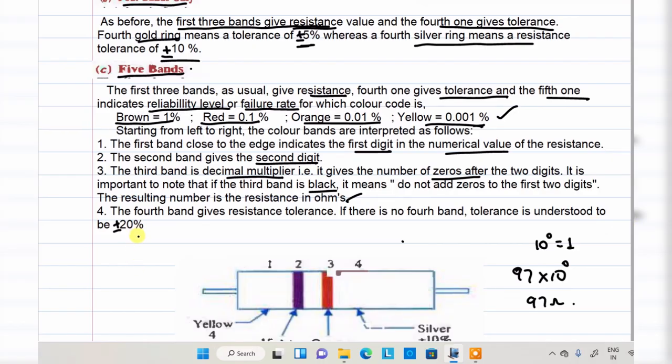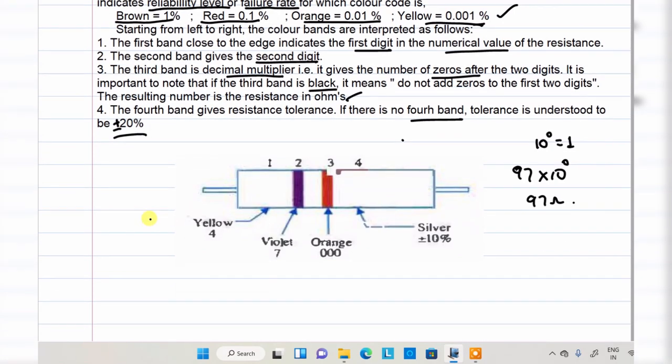The fourth band gives the resistance tolerance. If there is no fourth band, the tolerance should be understood as plus or minus 20%. Look at this particular case. The first band is yellow, which is 4, a digit placed directly. The second color is violet, which is 7, also placed directly.